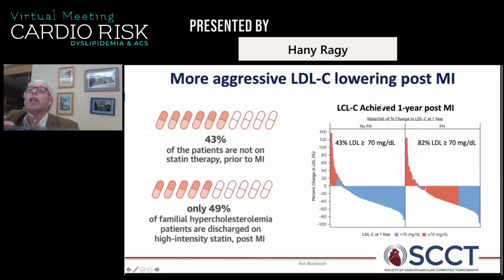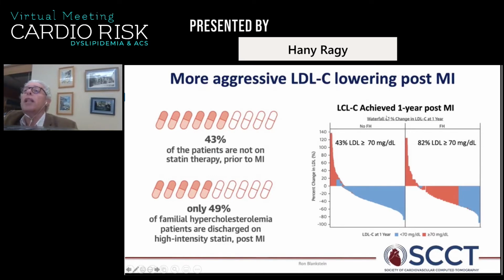More aggressive LDL cholesterol lowering post-myocardial infarction has been studied and presented in a recent meeting of the Society of Cardiovascular Computed Tomography, the SCCT. It is very interesting because it found out that 40% of patients were not on statin therapy before a myocardial infarction, and after a myocardial infarction, only 49% of familial hypercholesterolemia patients were discharged on a high-intensity statin. That is really, really dismal.